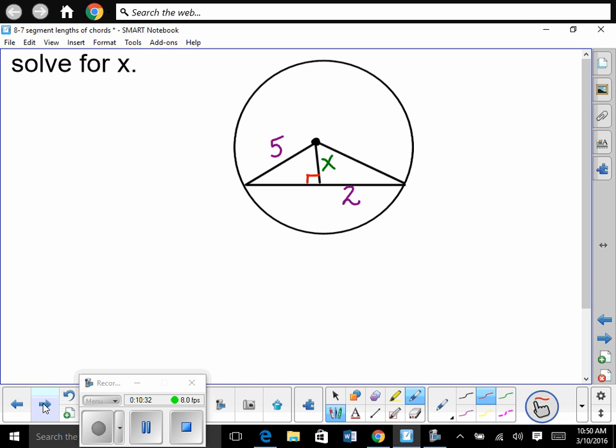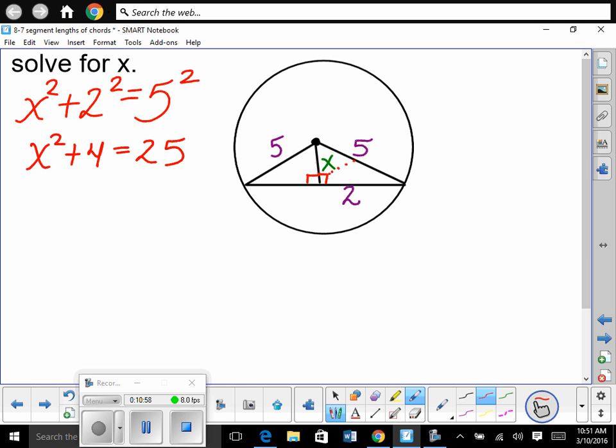Find x. So x is this piece right here. Let's think about this. If this is a radius of 5, what will my radius right here be? 5. And if this is 90 degrees, then are we just dealing with another Pythagorean theorem problem? Careful though, your hypotenuse in this one is 5. So we'll be doing side 1, x squared, plus side 2 squared is equal to the hypotenuse 5 squared. So we have x squared plus 4 is equal to 25.